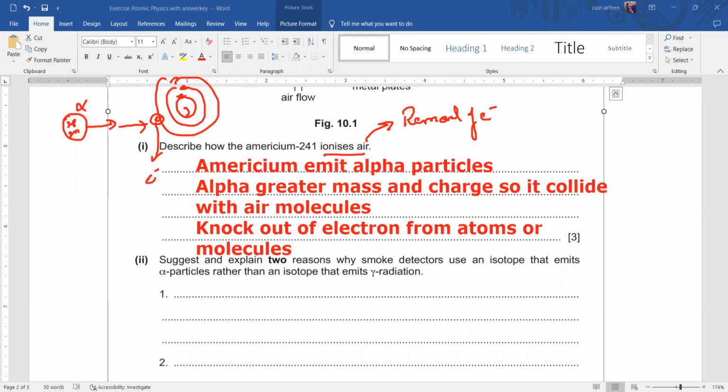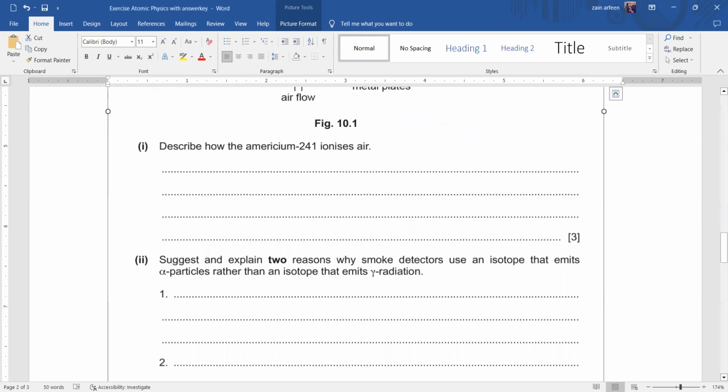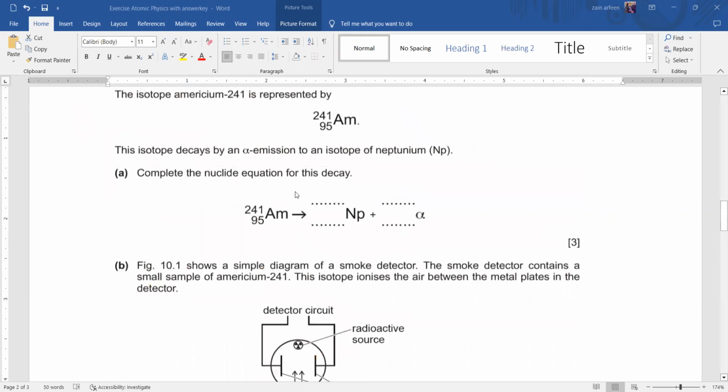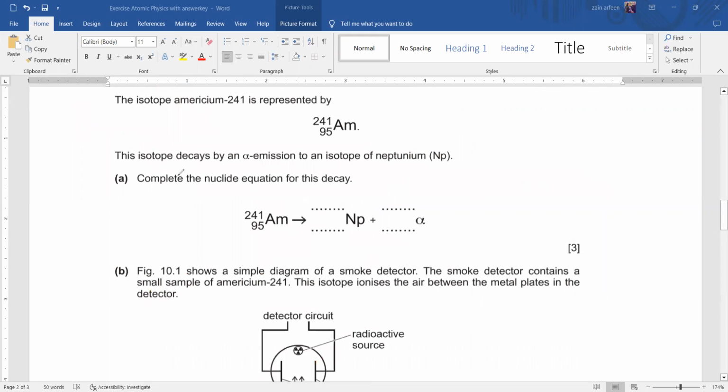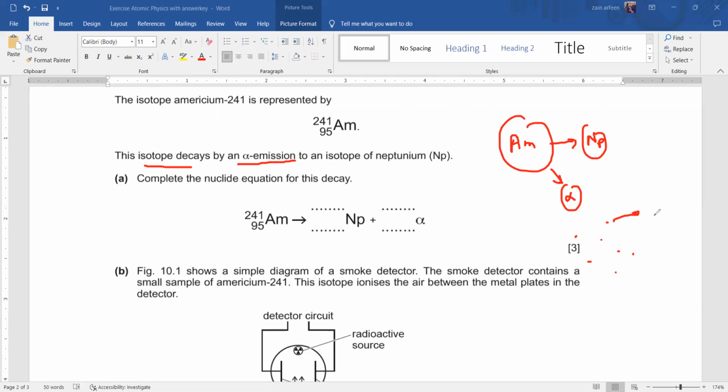How do we know it was an alpha? Because that was given in the question. In the beginning of the question, they specify that this americium is emitting alpha. They mention the isotope of americium, the isotope decays by alpha emission. So this americium turns into neptunium and emits alpha. This alpha interacts with the air particles and knocks out electrons from them, which causes ionization. That's how we identify that there was alpha.